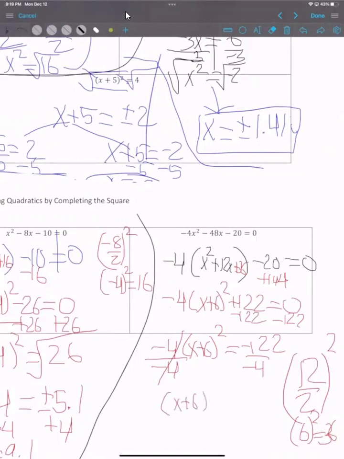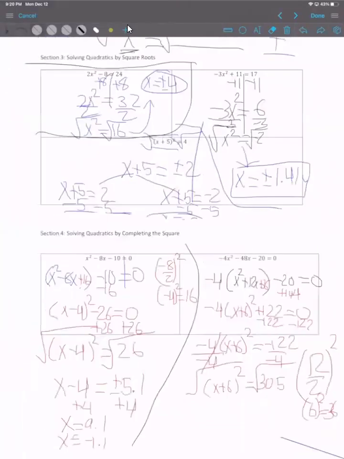122 divided by 4 would be positive 30.5. Square root both sides. What's the square root of 30.5? About 5.52, it appears. So you get x plus 6 equals plus or minus 5.52, we'll call it. And then you're going to subtract 6 from both the positive and negative sides.